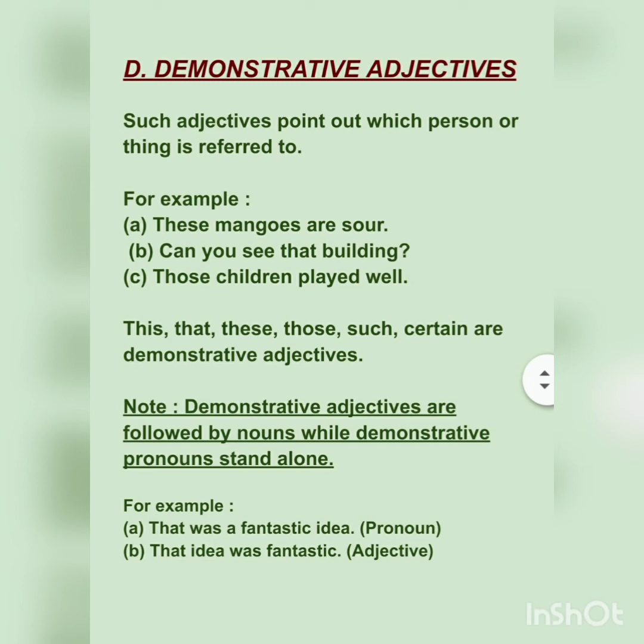This और these पास की चीज़ों के लिए यूज़ होता है, and that and those दूर की चीज़ों के लिए. This and that are singular, and these and those are plural. These is the plural of this, and those is the plural of that.